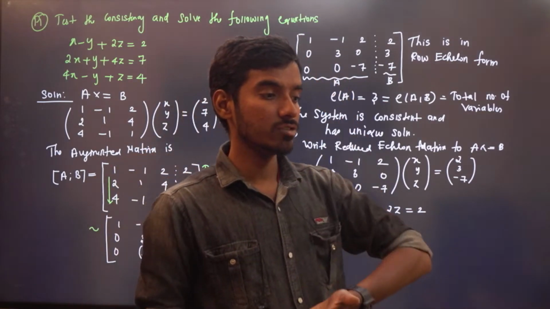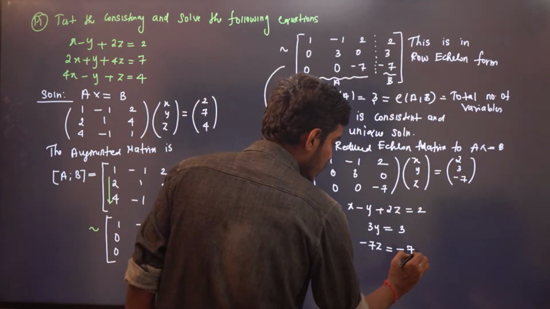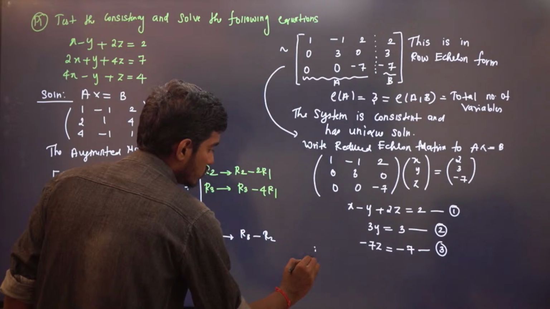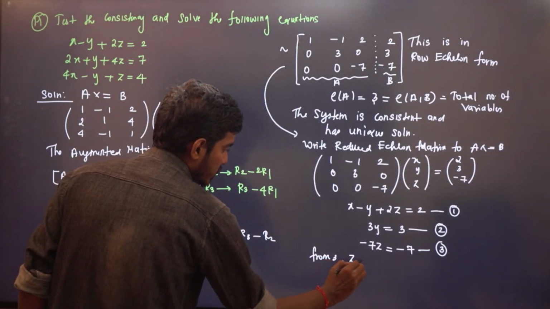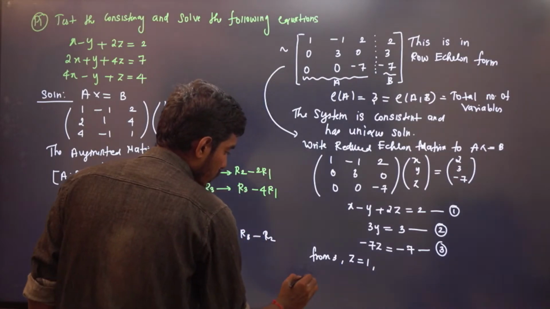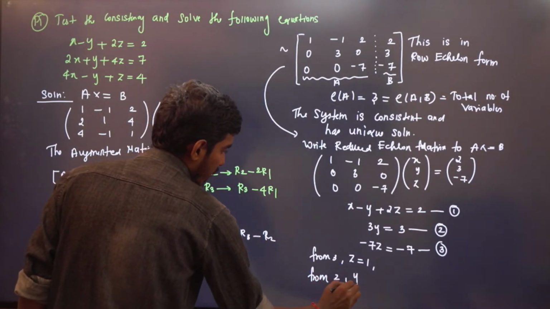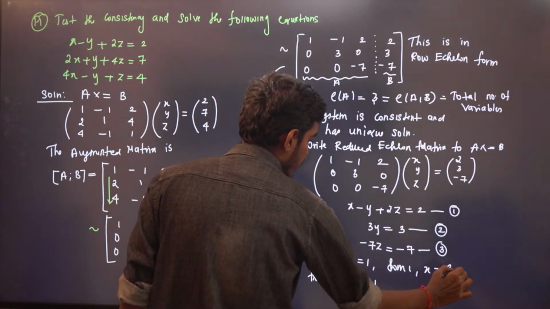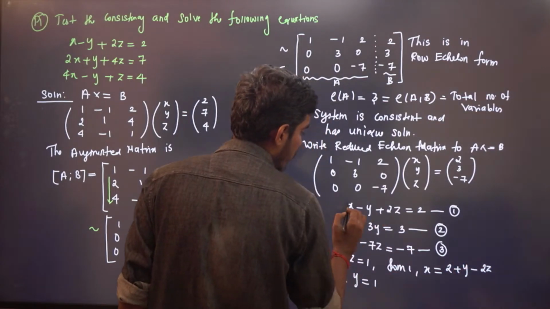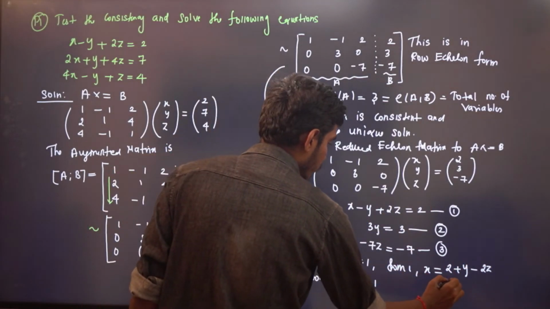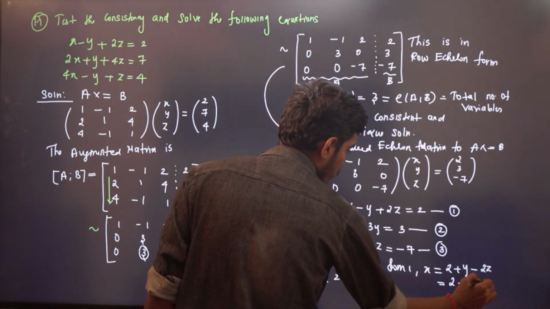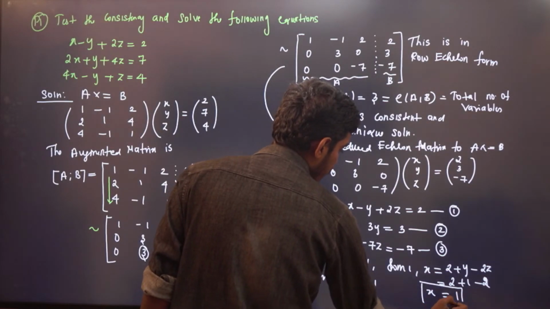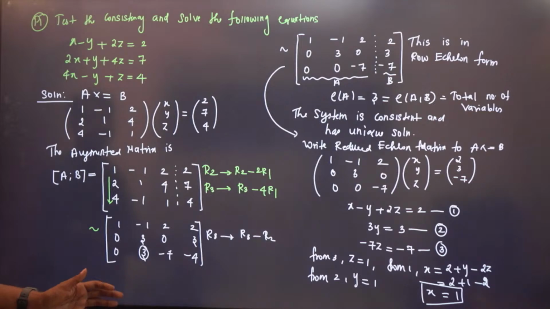Solve by backward means you start from the third equation. Call these 1, 2, 3. From 3, what is your z? Z is 1. From 2, what is your y? Y is 1. From 1, what is your x? X is 2 plus y minus 2z, and we know y is 1, z is 1. So this will be 1 again. So x is equal to 1, y is equal to 1, z is equal to 1 is the solution.